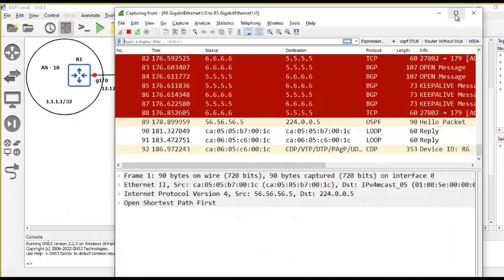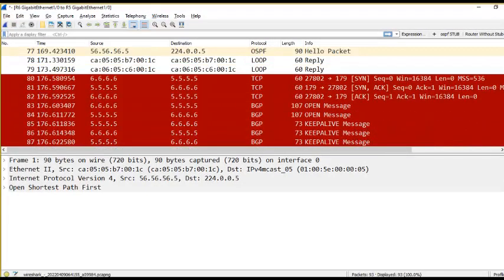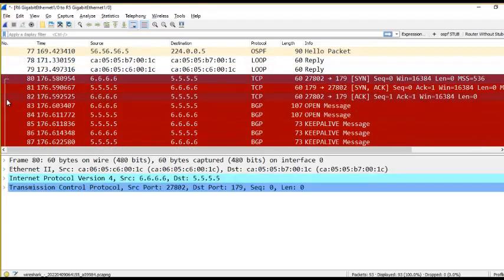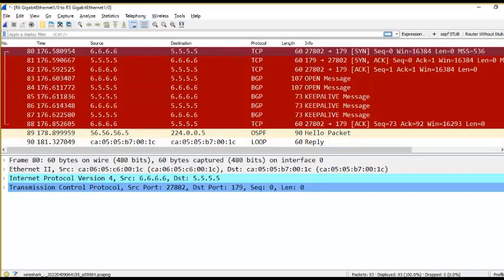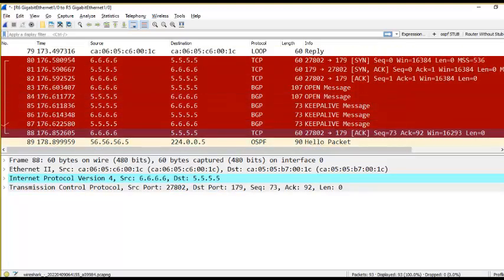Let me stop the capture and show you. See, starting from here, you see there is a bracket in the line. It shows the session started there and it ended here. So the packet is going from 6.6.6.6. Now this source address is the right source address which matches with the neighbor statement on the neighbor router.